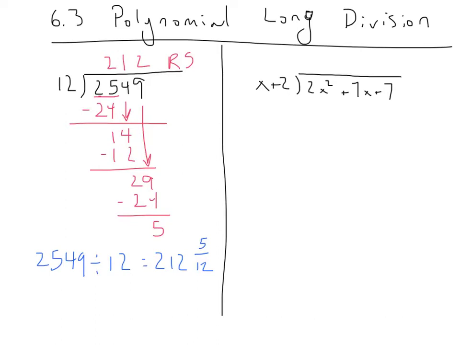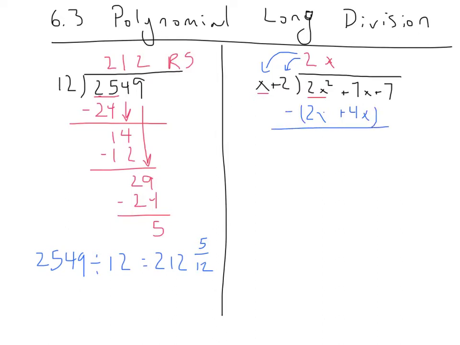So here we would like to divide x plus 2 into 2x squared plus 7x plus 7. And what we're going to do is look at the leading term in both our divisor and our dividend, and I'll say, what do I need to multiply x by in order to get to 2x squared? And the answer to that question is I multiply by 2x. And the way this is going to work is I'm going to say, okay, then 2x times x is 2x squared. 2x times 2 is 4x, and I'm going to subtract this entire quantity.